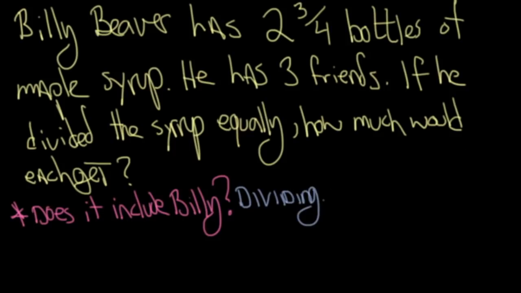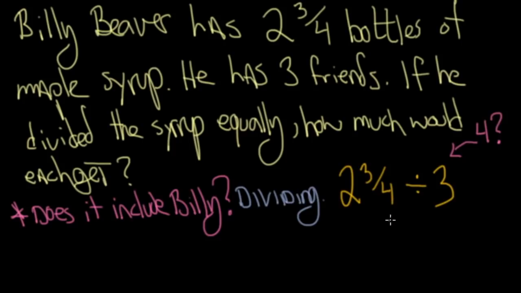So you're going to be doing the following. You get 2 3/4, so that's syrup. And we're going to divide it by the 3 friends. I will just say though, it could be 4 if we included Billy. But for our example, we're not going to. So what are we going to do? We're going to convert this into an improper fraction. So 2 times 4 plus 3, that's going to give us 11 over the common denominator of 4.